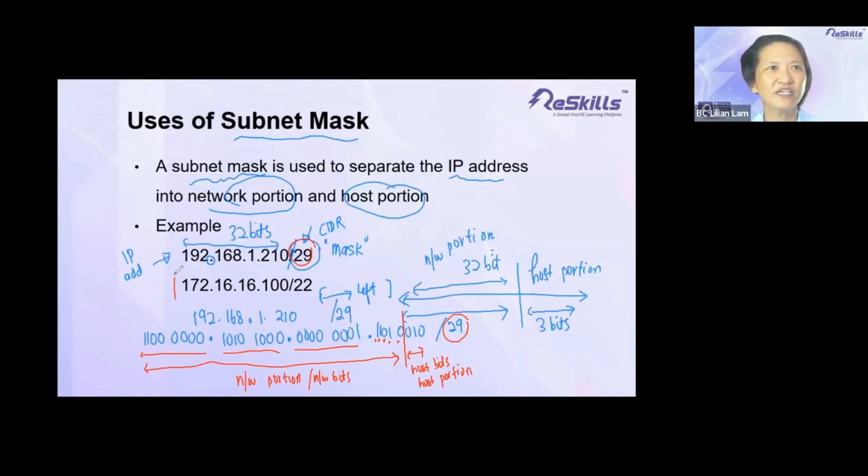And if we do it for this IP, the same thing: you break this into binary and then count 22 bits out from the left. You will break this IP address into two parts: the network portion on the left, which is 22 bits, and the host portion on the right, which is 32 minus 22, so we have 10 bits of host. Okay?